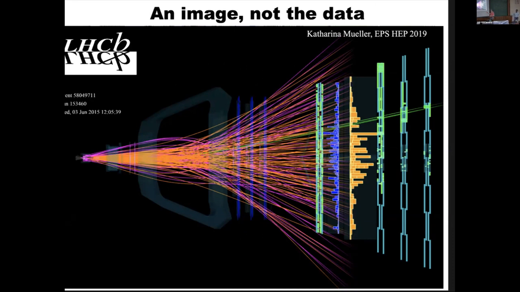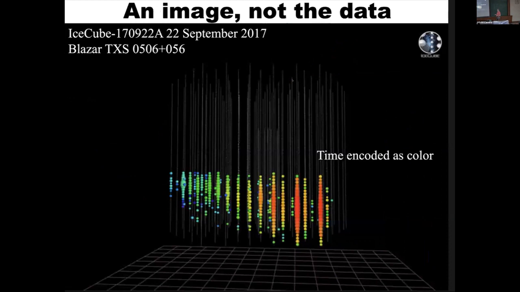And so each line is a charged track, but of course, the lines are just a reconstruction of the data. It's not the data itself. And the same story for IceCube. At least one person was working with this data.